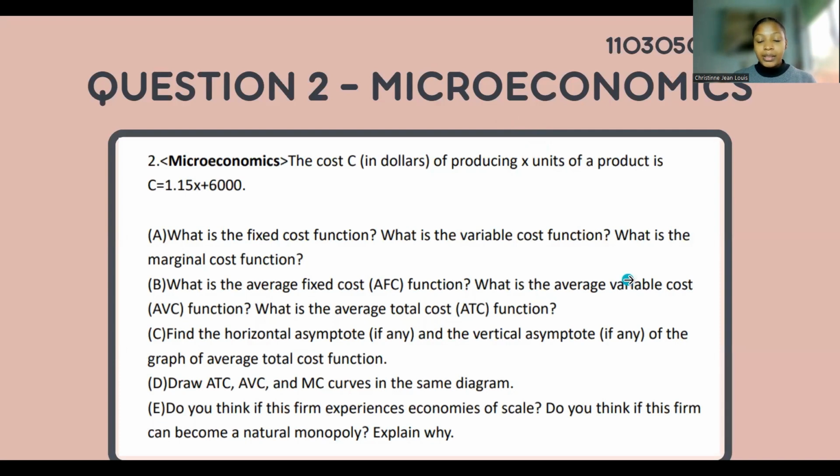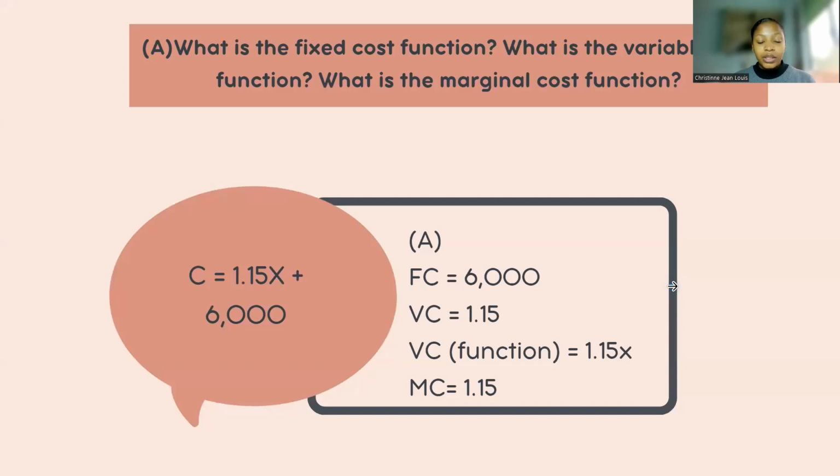Today I'm going to present the second question, which is about macroeconomics. So in this question, we have a cost function which is estimated to be 1.15x plus 6,000, which is right here. So the first thing we needed to calculate is the fixed cost function. So here we have FC equal to 6,000.